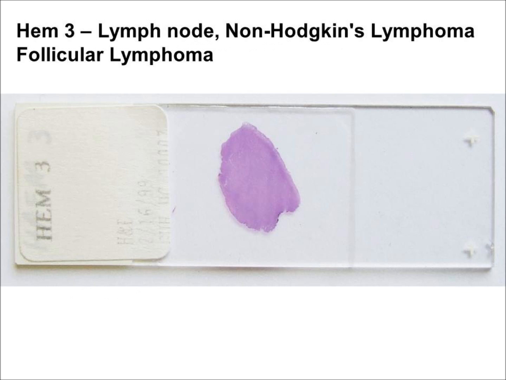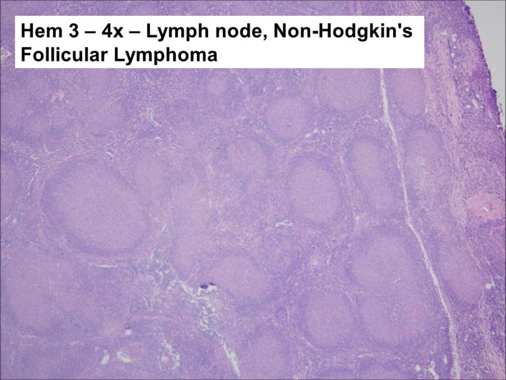Examine the slide labeled Heme 3 by eye and observe that nodules are present throughout, although they are hard to see without magnification. This is an example of non-Hodgkin's lymphoma of the follicular subtype. Under the microscope, observe that the follicles are present, but they appear abnormal. The germinal centers are much larger than normal.